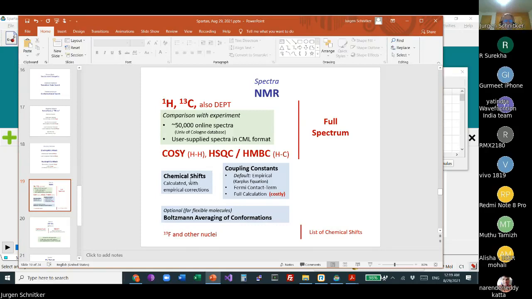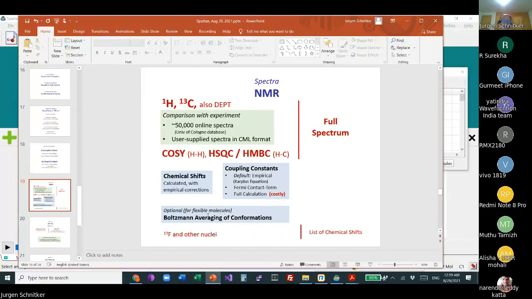Now, the chemical shifts for NMR are calculated from scratch, but they have empirical corrections on them. We have spent a lot of effort to really push the methodology forward and to get spectra which can actually help with the successful interpretation of experimental spectra. Coupling constants by default come from the Karplus equation. They can also be calculated completely from scratch, but it's very costly.